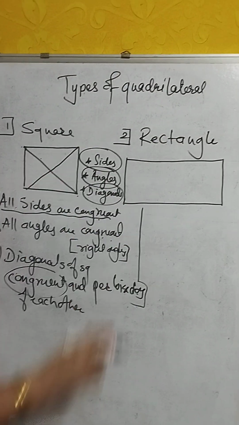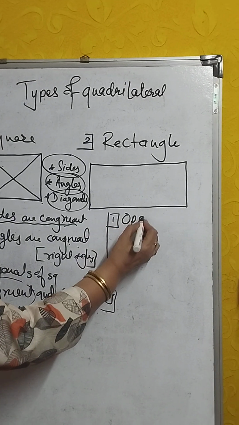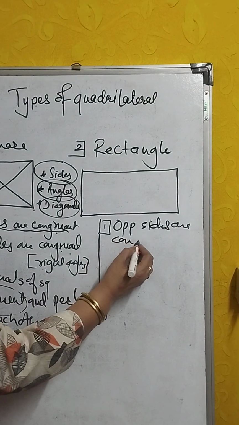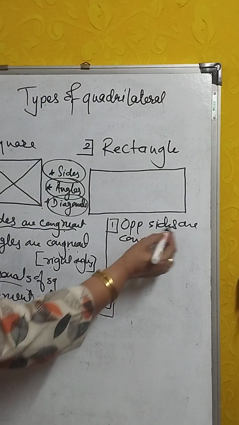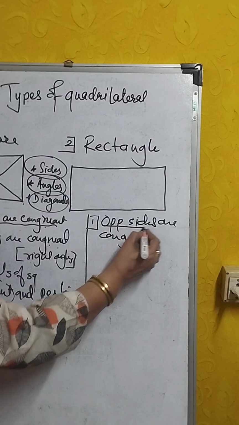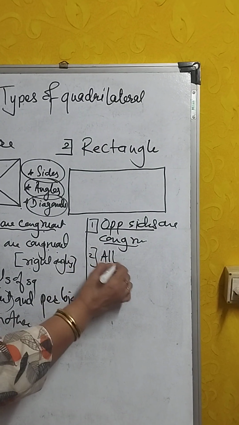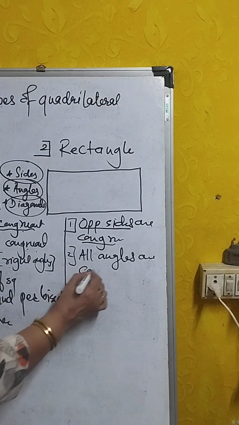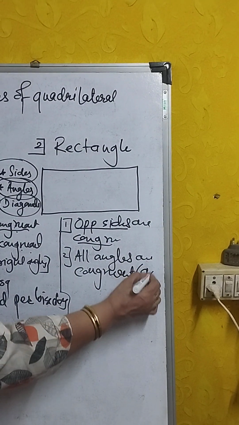What about rectangle? First, about sides. Opposite sides are congruent. This helps you further for higher standards to solve problems. Properties you must know. Opposite sides are congruent. Second one, all angles are of 90 degree. All angles are congruent and they are of 90 degree, that is right angles.